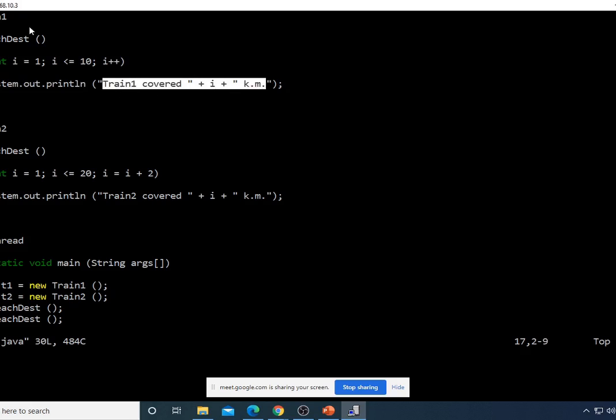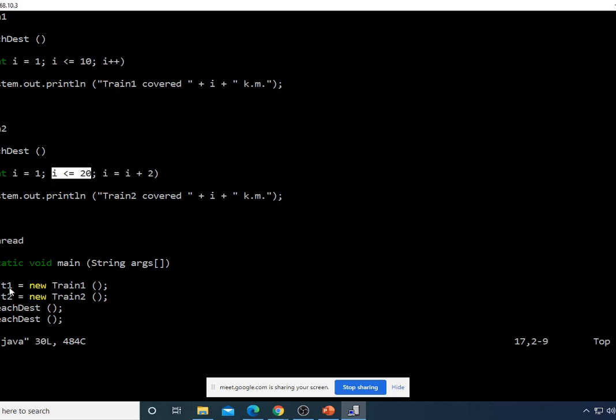So the train1 object will be covering 1 kilometer at a time. I mean, it will display a message whenever it covers 1 kilometer extra. So kilometer 1, 2, 3 till 10 kilometers. And then you have another class, train2, and it prints a message whenever it covers 2 kilometers at a time, until it reaches 20 kilometers.